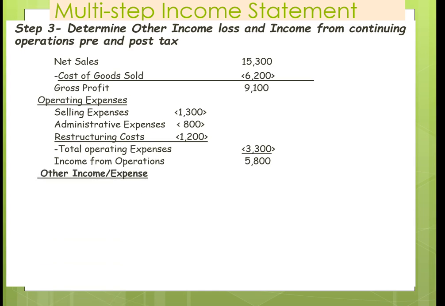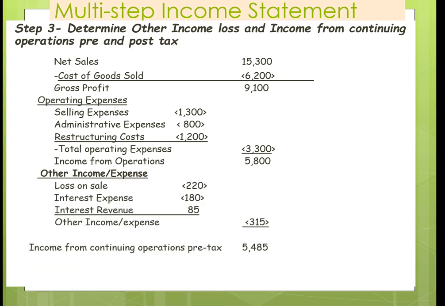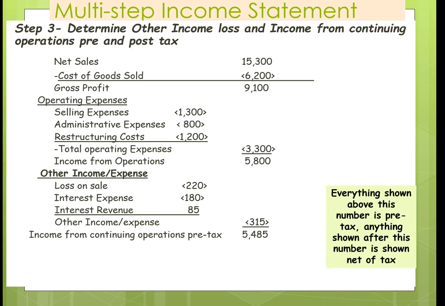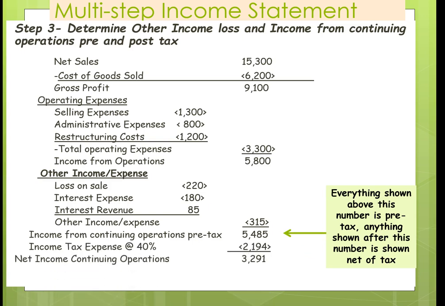Now we're going to go to other, and now we're going to take that out. And now we're going to have income from continuing operations pre-tax. So remember, everything above this number is pre-tax. Anything shown after this number is always shown net of tax. Now we're going to take out our taxes, and now we have net income from continuing operations.